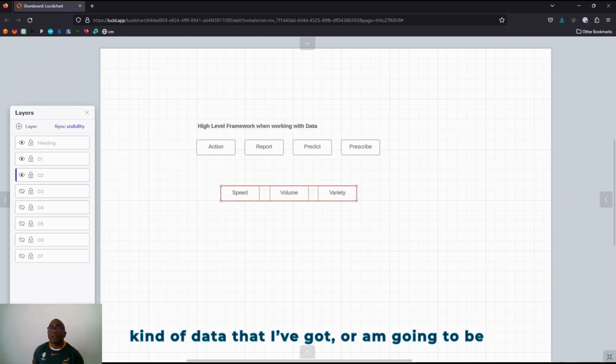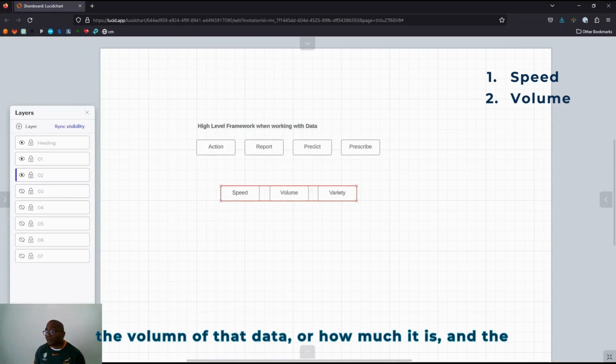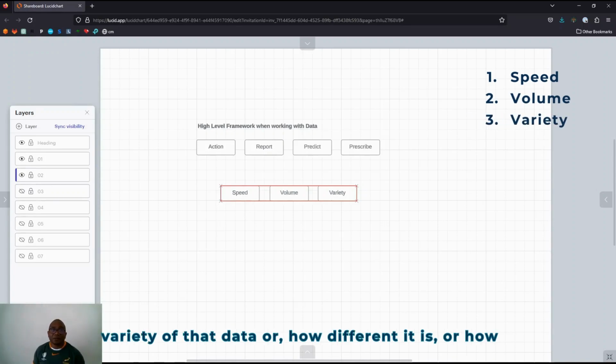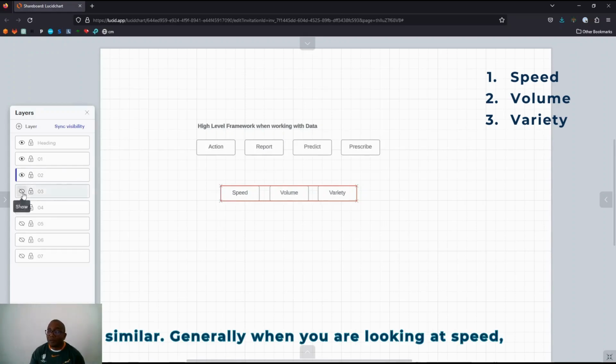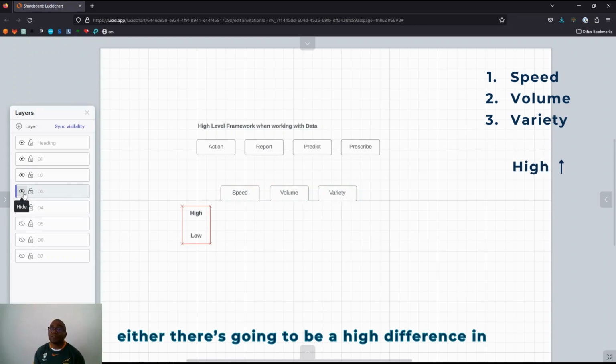The kind of data that I've got or am going to be getting, the 3 big things that you're going to be asking questions about is the speed of that data, the volume of that data, or how much it is, and the variety of that data, or how different it is, or how similar. Generally, when you're looking at speed, volume, or variety, you're going to be looking at either there's going to be a high difference in those things, or there is going to be a very low difference, right?